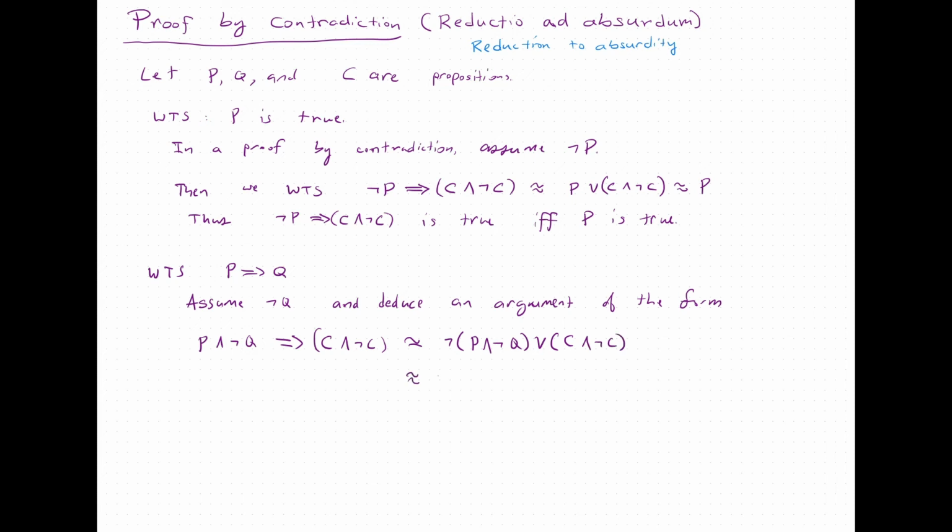But by De Morgan's law, this becomes not P or Q or C and not C. But now the contradiction law tells us that this is just not P or Q. But now this is the same in this situation as Q. The reason for this is that we are assuming P, and so we are assuming that P is a true statement, and so not P is false, and so if this is true, we have that Q must be true.